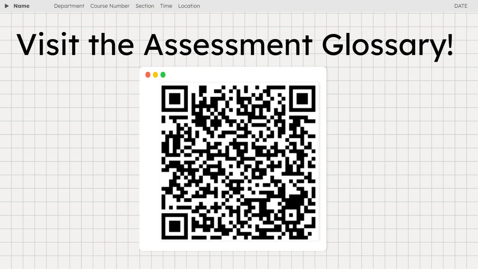Now, like I mentioned, that's by no means the extent of our glossary. Our glossary is pretty long, so if you want to check that out, you can utilize this QR code to go to the digital copy, but if you want a physical copy, you can always come by my office. I am more than happy to print that out for you, or just give it to you if I have extra copies, and I usually have extra copies of everything.